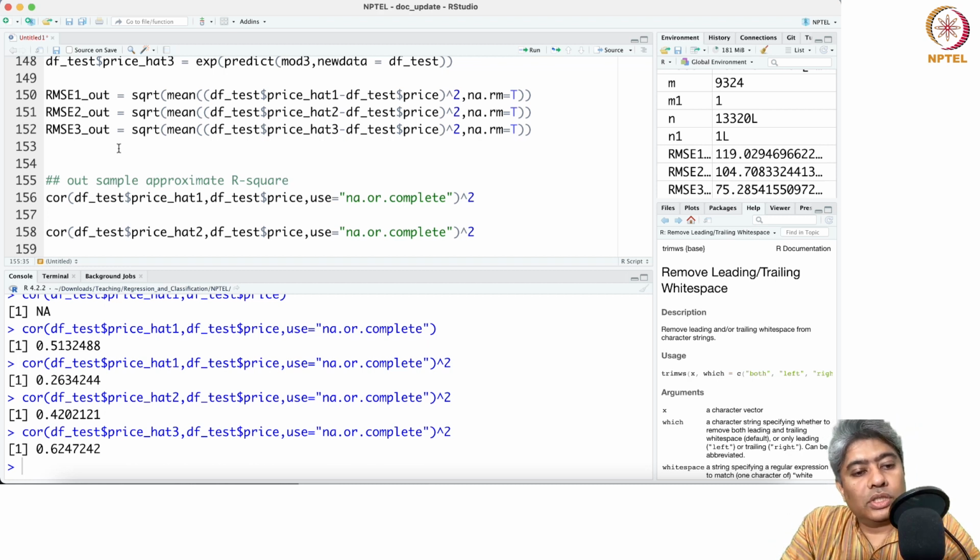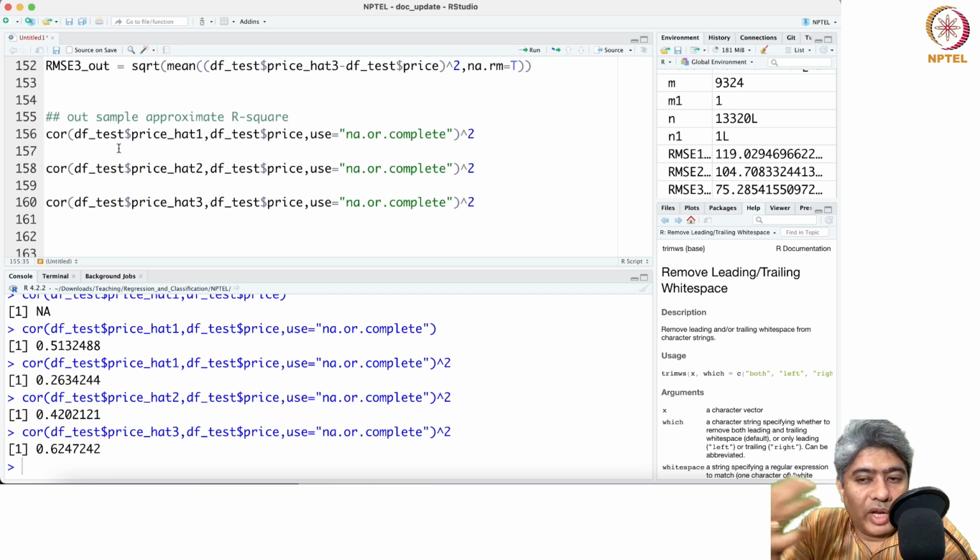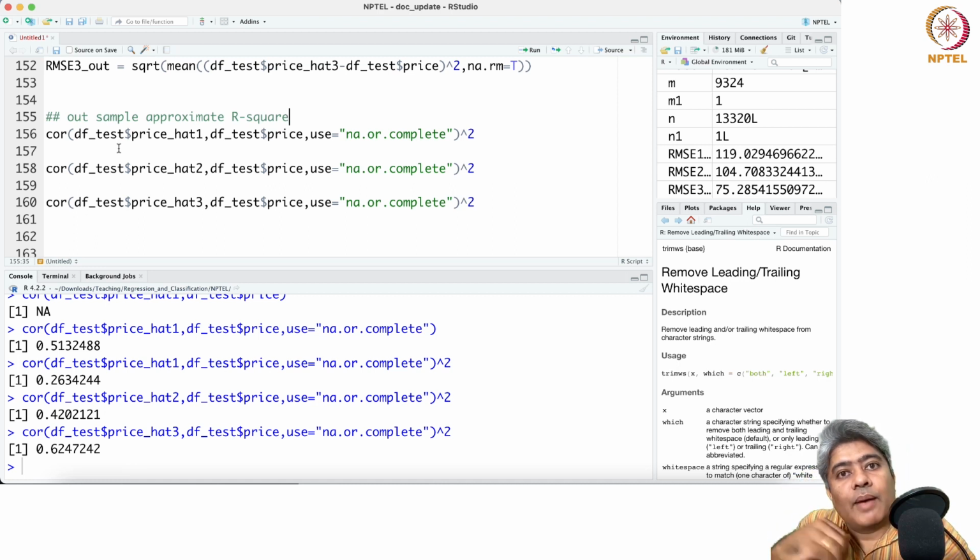So it shows that the third model has pretty good predictive power, and even out of the sample it can predict the price, with 62% of variability explained, which is very good. Some overfitting is happening, but that can be handled. So with that, I will stop here.